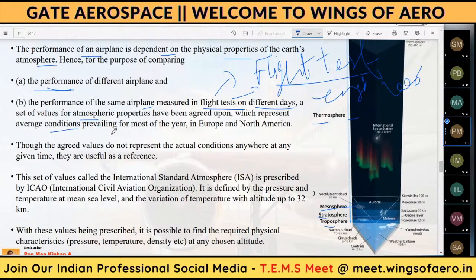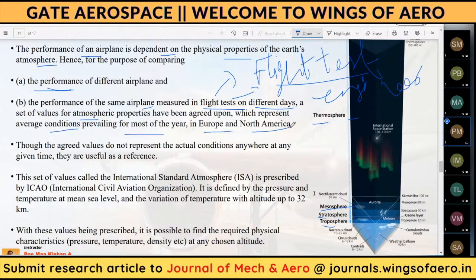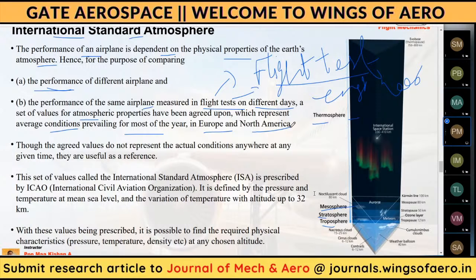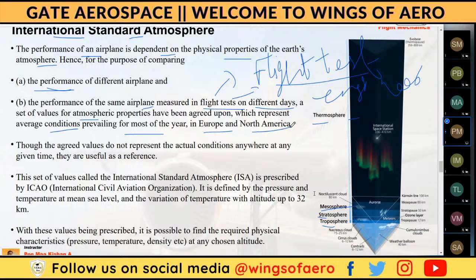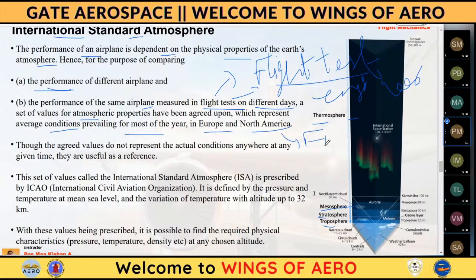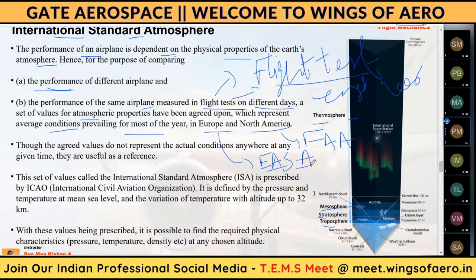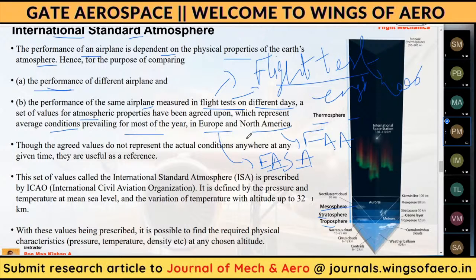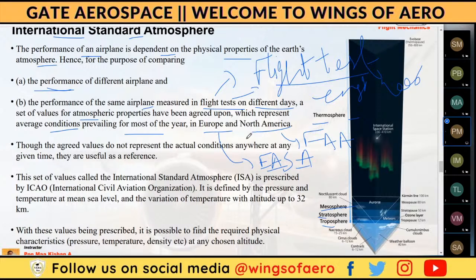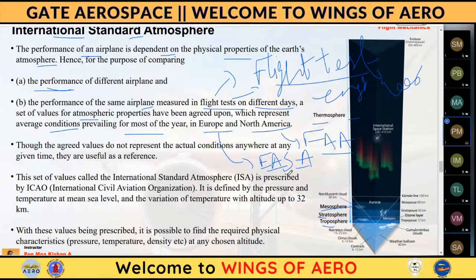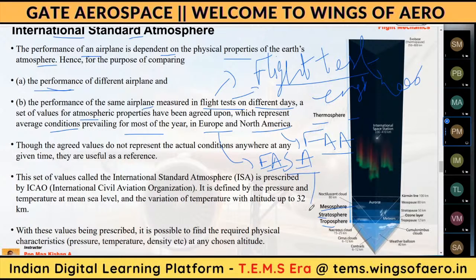So, which represents average conditions prevailing most of the year in Europe and North America. Most of the airplane regulations: suppose Boeing is developing a new aircraft, they need to get approval from the FAA and the European agency, EASA. So any manufacturer going for international standard or international customers, like connectivity from one airport to another airport, needs to get approval from FAA and EASA, because these two organizations play a major role in ICAO.